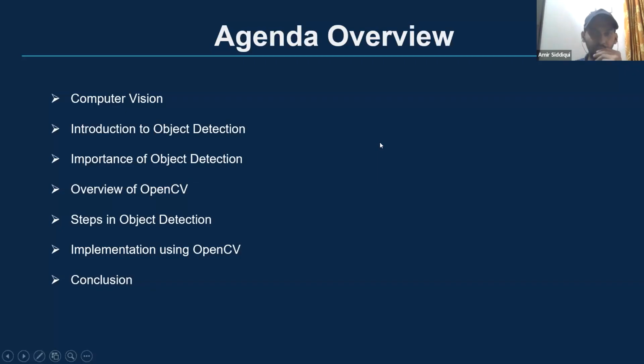So now let's talk about the agenda of this tutorial. We will learn about what is computer vision, object detection, OpenCV, and what are the steps involved in object detection, and not just the one method, but what are the different methods that can be used for object detection. We will learn about them and we will implement one of those algorithms. And for that, we will go to the Jupyter notebook and we will see the code in implementation for one of the algorithms that will be used for object detection.